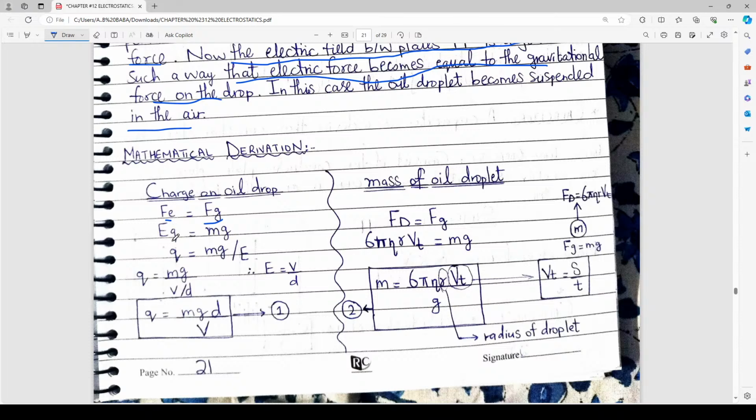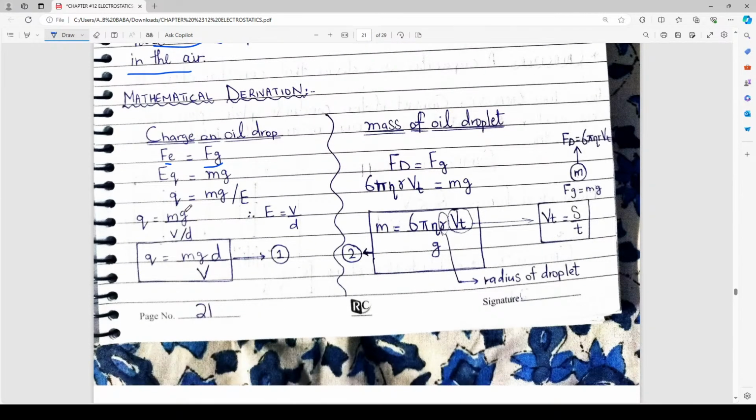For the mathematical derivation, the electric force on the oil drop is equated to the gravitational force. As we know, F is equal to EQ and Fg is equal to mg, so Q is equal to mg upon E, where E, as we know, is equal to V upon d. So we'll put the value over here, and now we arrange for Q, so it becomes Q is equal to mgd upon V, which is equation number 1.